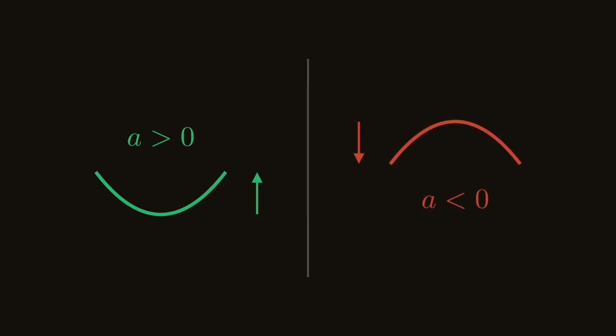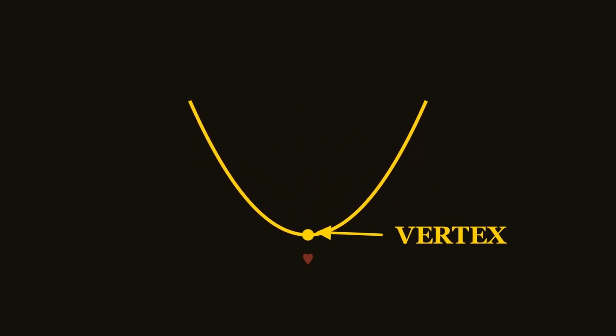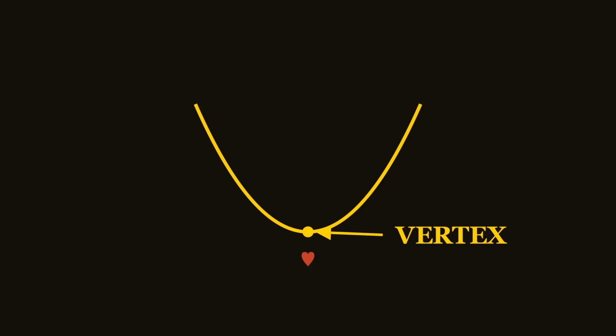Simple as that. Now, every U has a turning point. The very bottom of the smile or the very top of the frown. That spot where the curve quits falling and starts climbing, we call the vertex. It's the most important point on the whole dang curve, the heart of the parabola. Remember that word, vertex.